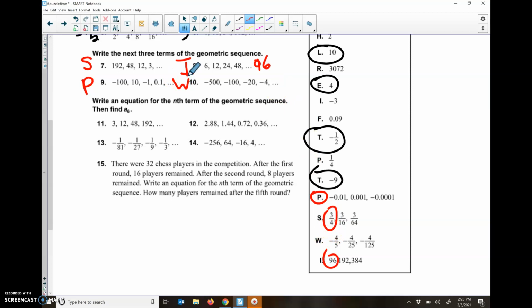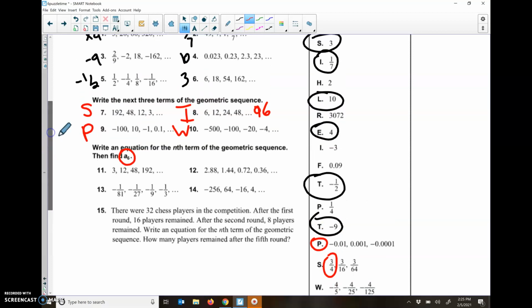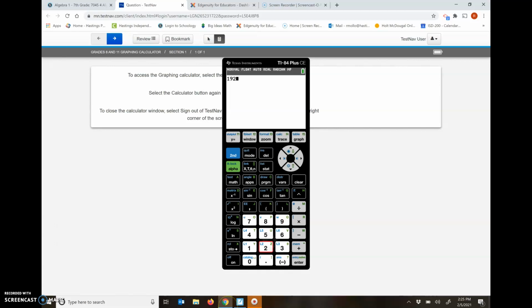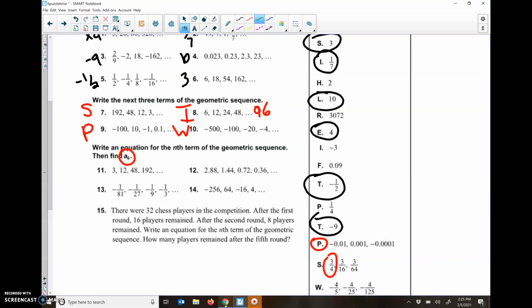Okay, and this one's asking us to find the 6th term. Okay, so they give us 4 numbers, so we need to find the 5th and then find the 6th number there. So it looks like for the first one, number 11, we have 3 times 4 is 12. 12 times 4 is 48. 48 times 4 is 192, and then I need a calculator. So 192 times 4 is 768, and then we times 4 again, and we get 3072. There we go, letter R.